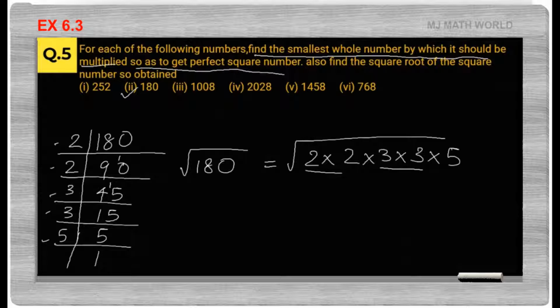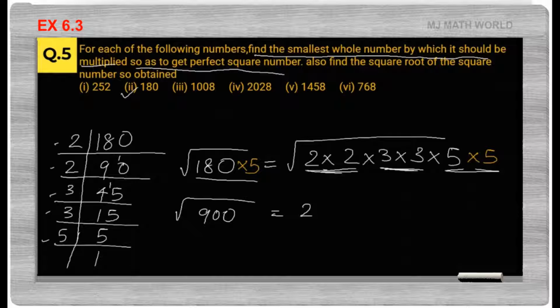2 and 3 have pairs. 5 has no pair. If we multiply with 5, then we will have a pair of 5. I will multiply with 5 on both sides. The square root of 180 into 5 is equal to 900, which is equal to, we will make pairs: first pair, second pair and third pair. Choose one number from each pair. That means 2 into 3 into 5, which is 2 into 3 is 6, 6 into 5 is 30.